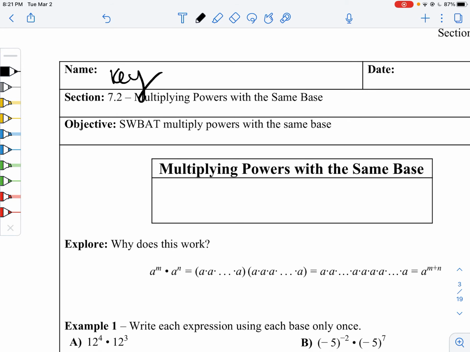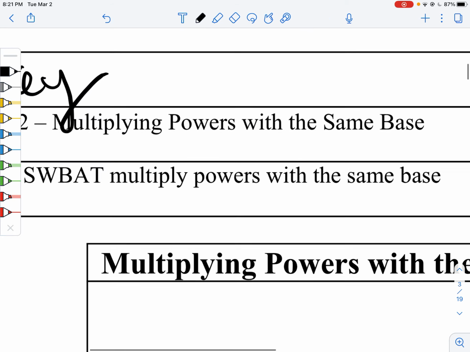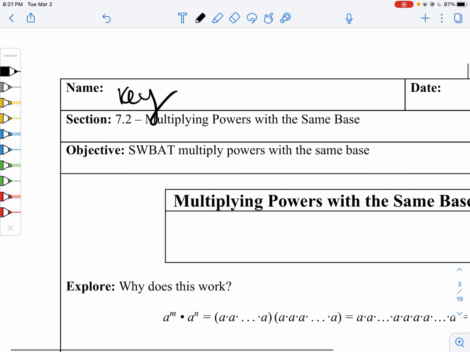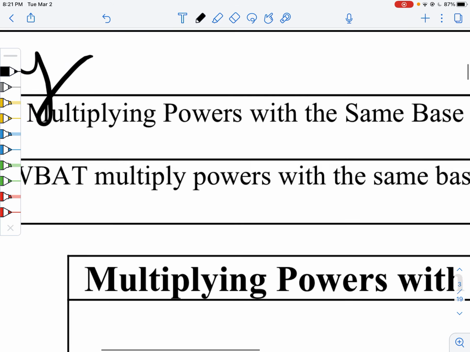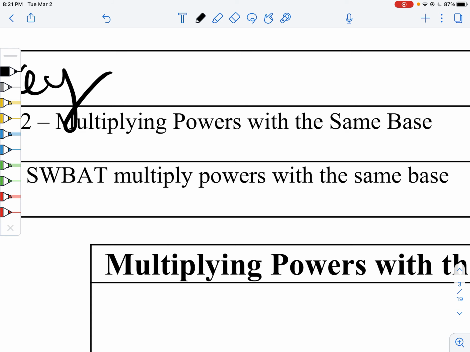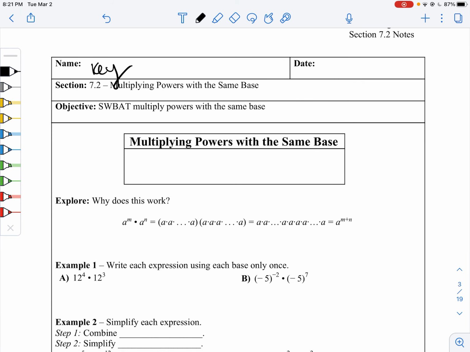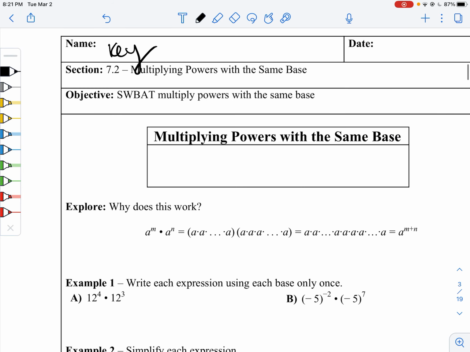Hey guys, welcome to your Chapter 7, Lesson 2 notes on multiplying powers with the same base. By the end of the day, you'll be able to multiply powers with the same base. And just remember, when we're talking about the base, it's the guy at the bottom. In this case, the base would be A.